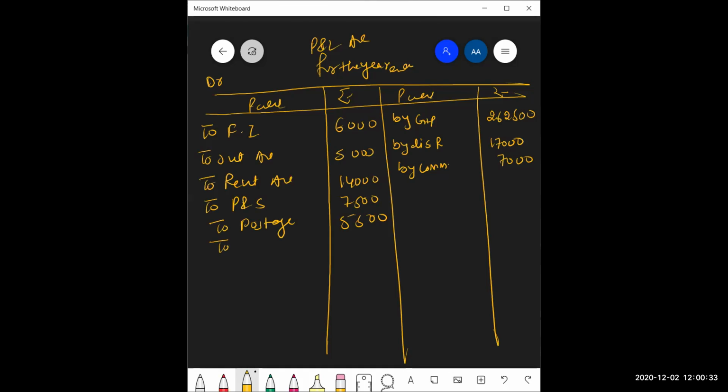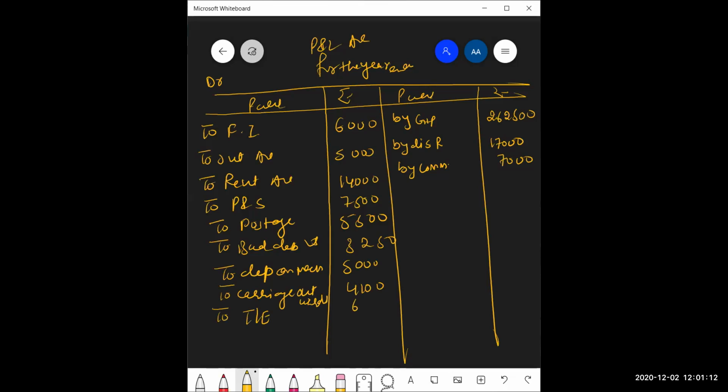Then bad debts. Bad debt is an expense. To bad debts, which is 3,250. Then depreciation, to depreciation on machines, as it is you need to write, which is 5,000. Then carriage outwards. All the outwards will be written in the profit and loss account and all the inward expenses will be written in the trading account. So it's carriage outwards. If it is carriage inwards, then it will not be written here. It will be written in the trading account. So carriage outwards 4,100.